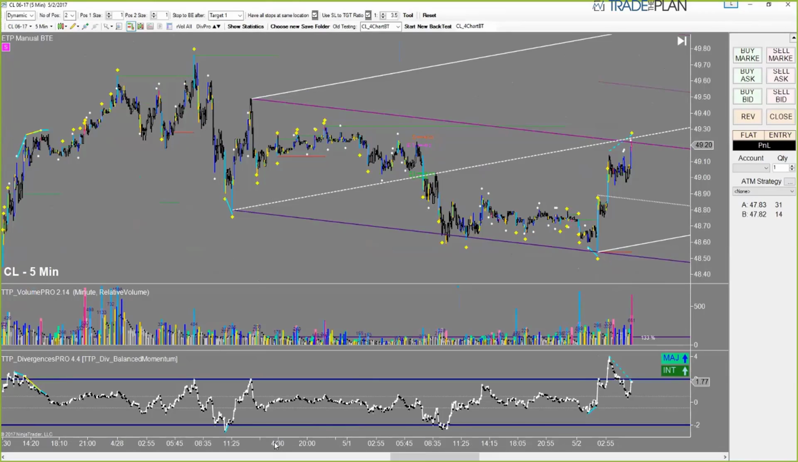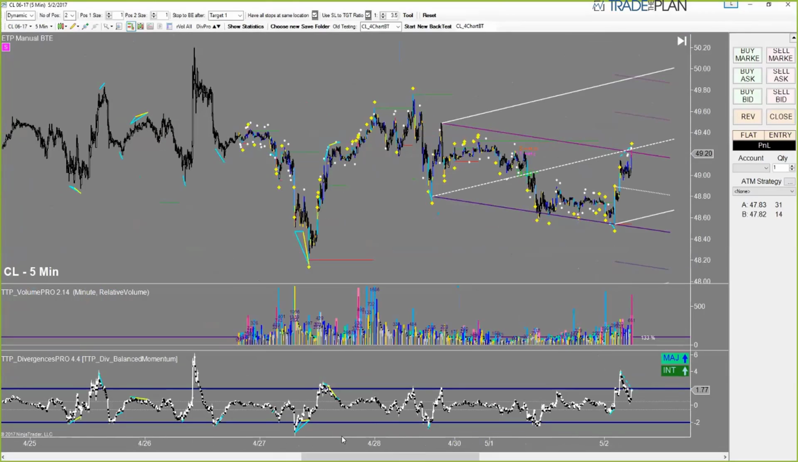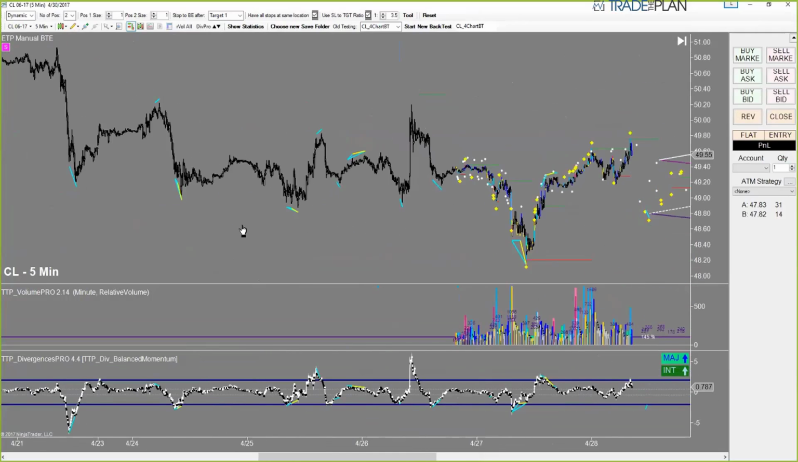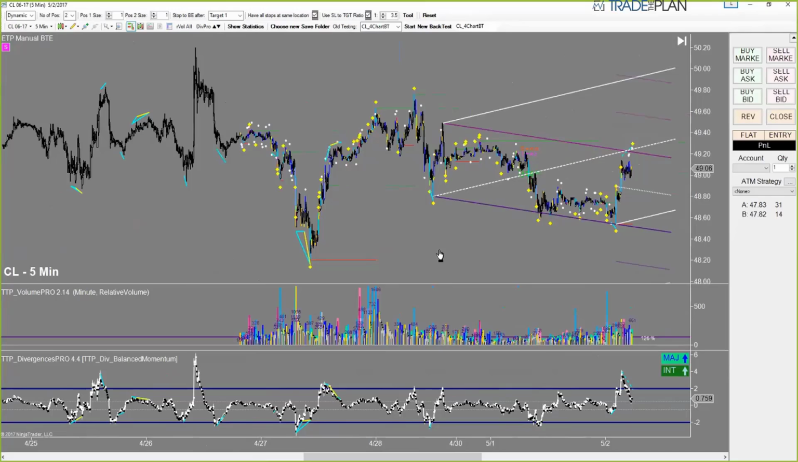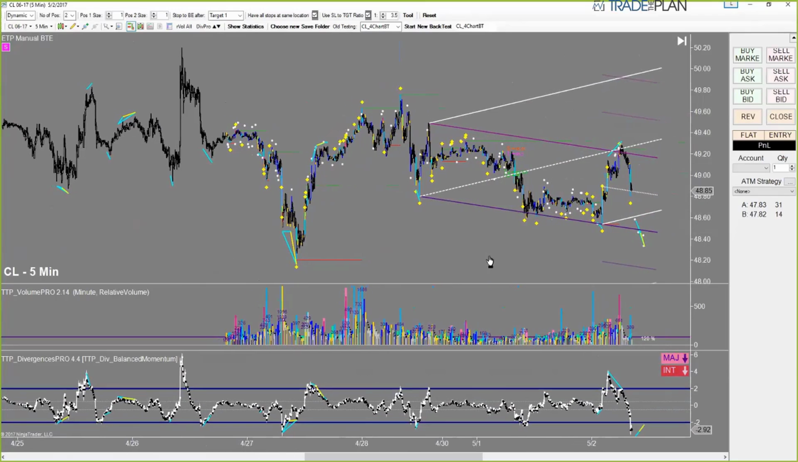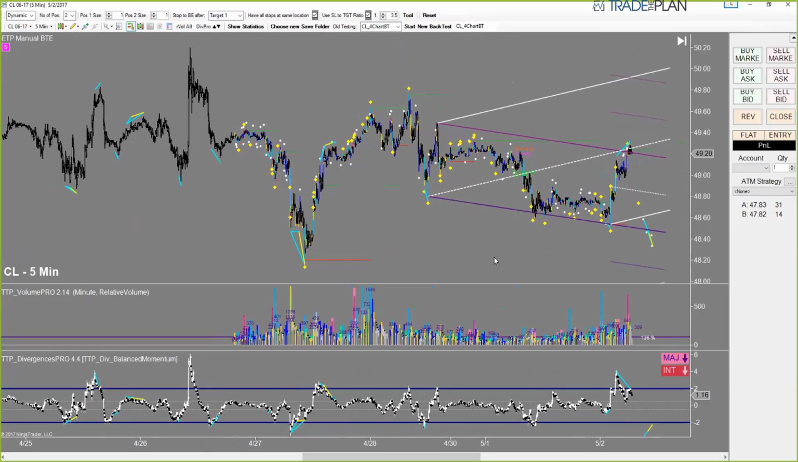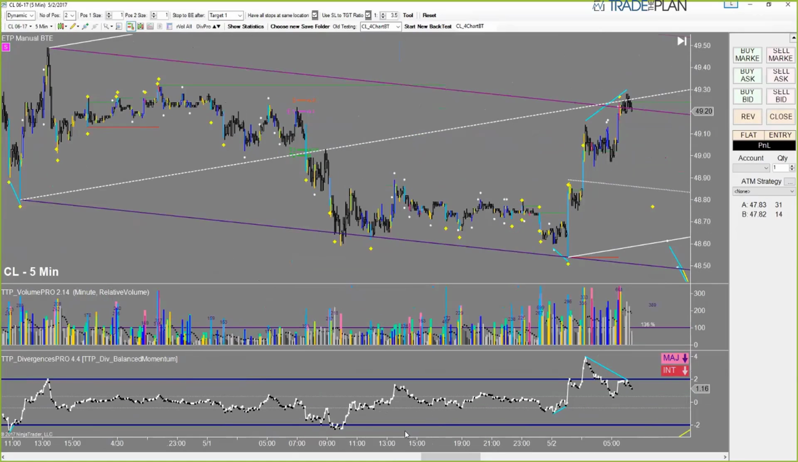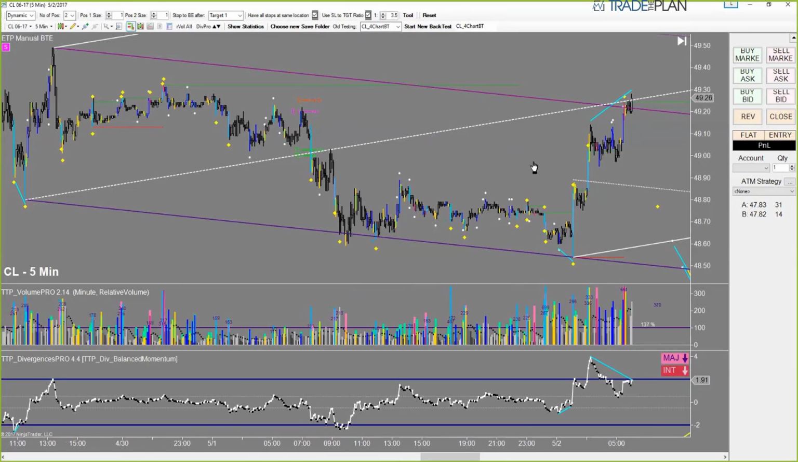I'd like to be out of the trade by 11, but in this case, we've been in a huge downtrend for a while. And, oh man, I didn't mean to do that. Okay. Well, you see what happens. This is why using market replay is a great way to do this, but it's faster without market replay, obviously.